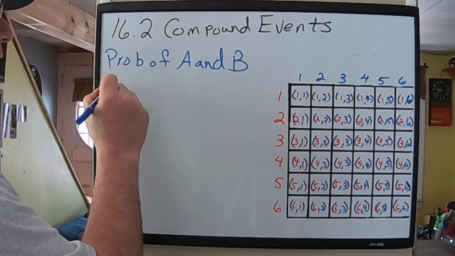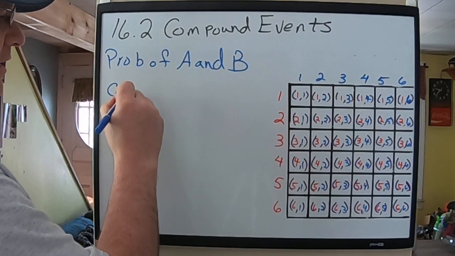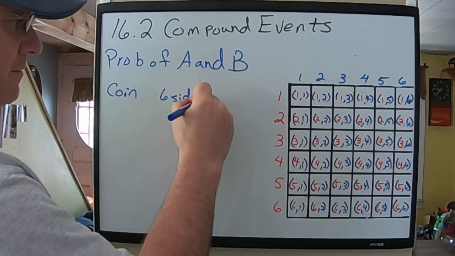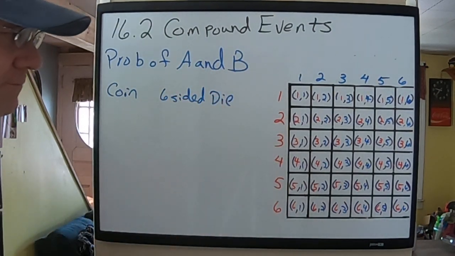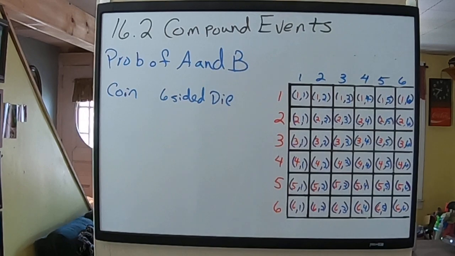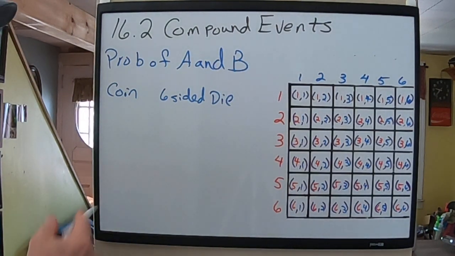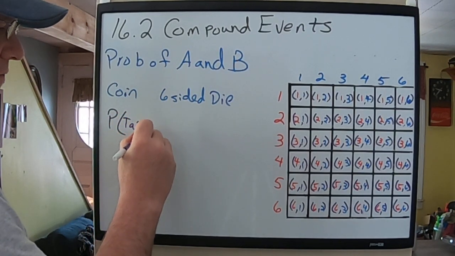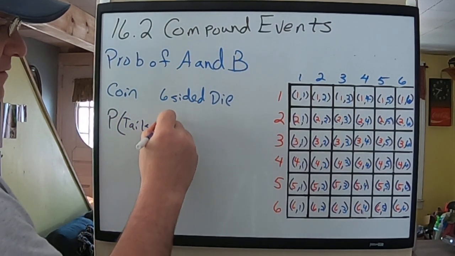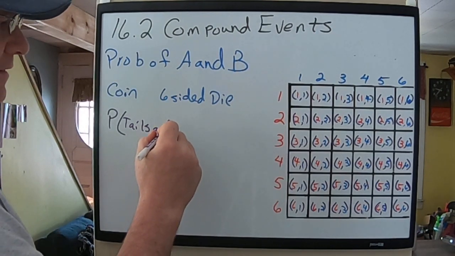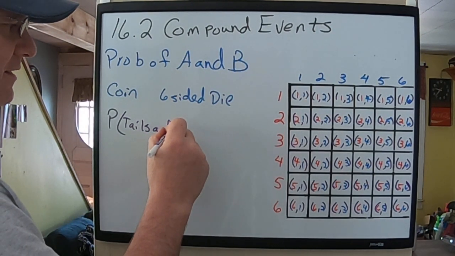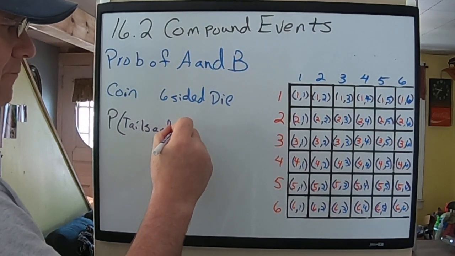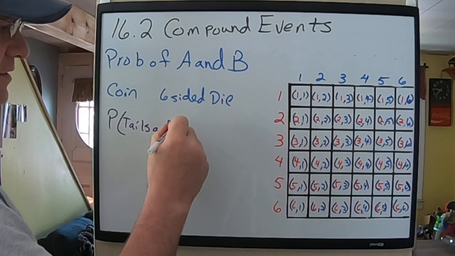So if you're flipping a coin and rolling a six-sided die, those would be independent events. So what's the probability that the coin is tails and that the die comes out 3? No, how about a 2? The die comes out a 2.